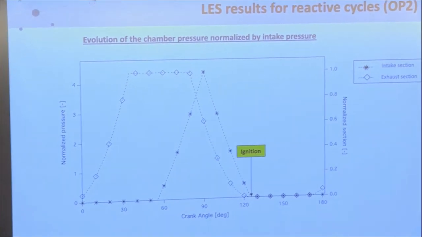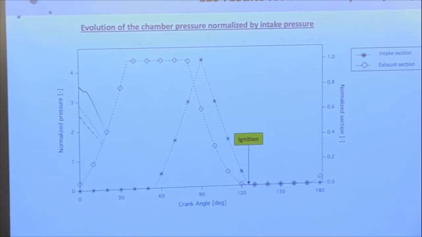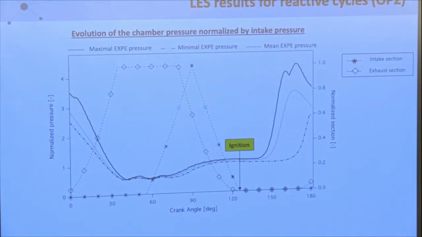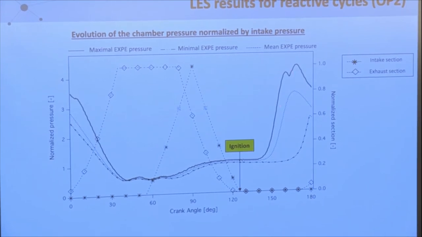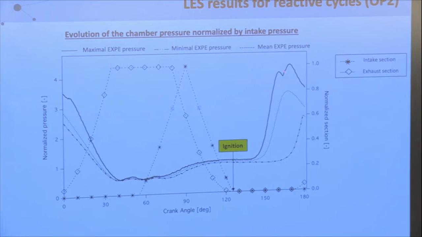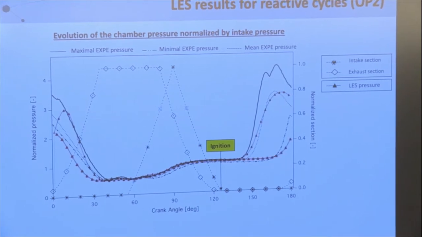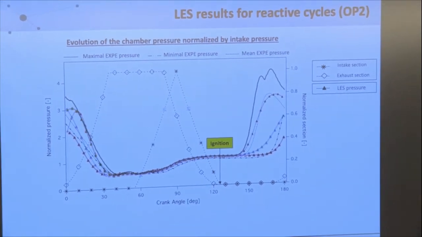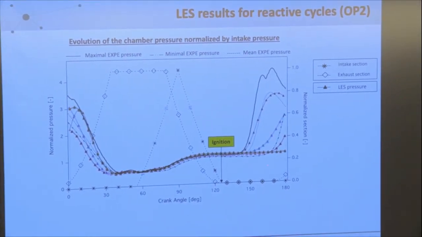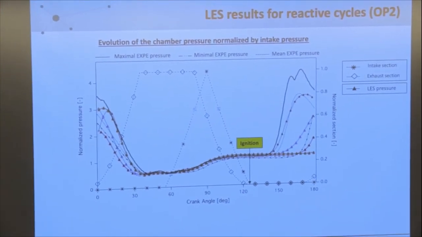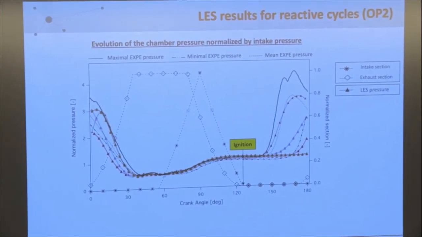Okay. So those are cycles obtained by LES now. This is the extreme experiment, the maximum, those would burn the most, and the lowest one. And you see that the LES cycles fall in the same region. Some of them burn, some of them don't burn at all, which is, of course, pretty bad. And we started wondering why.